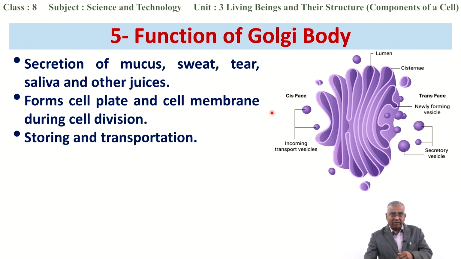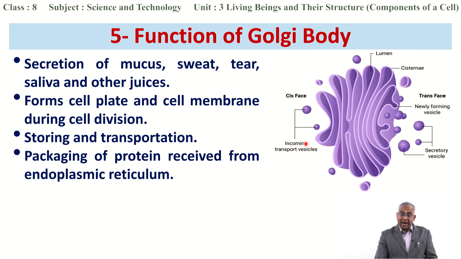Next, storing and transportation. They store some fluids and transport them from one place to another. They take help of others, but there is also a role of Golgi bodies in transportation. And they work as a packaging medium. The endoplasmic reticulum produces some secretion, which is brought here through the tubes, and they pack them like packing machines.